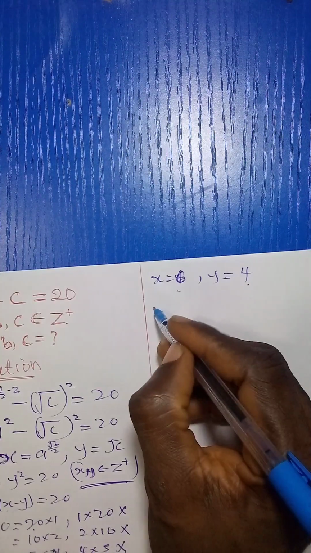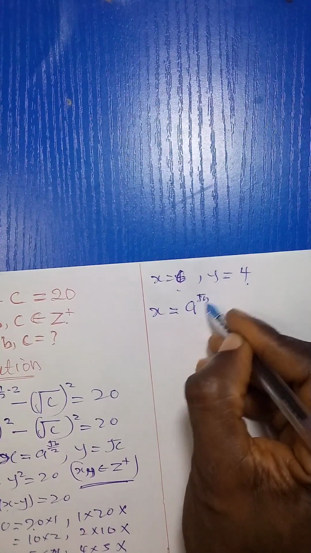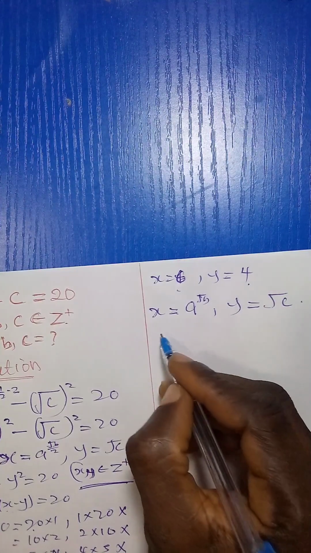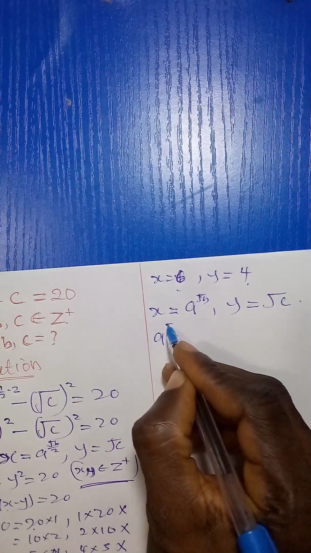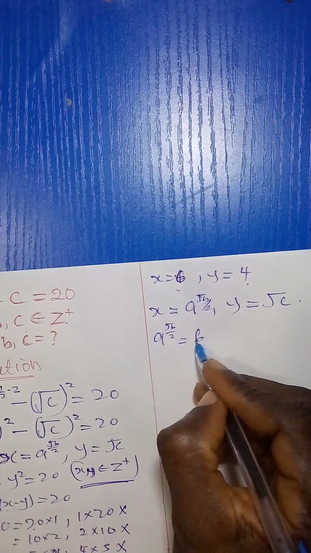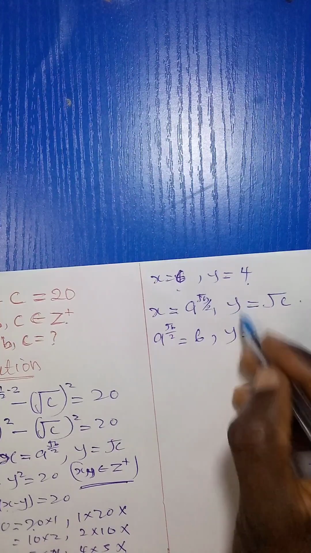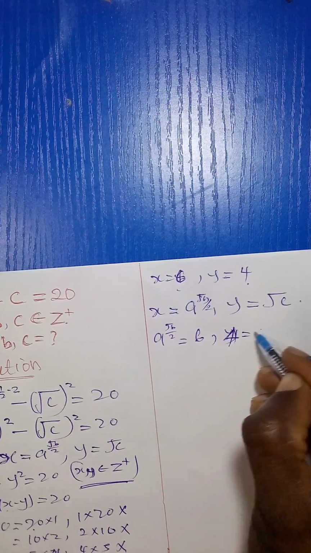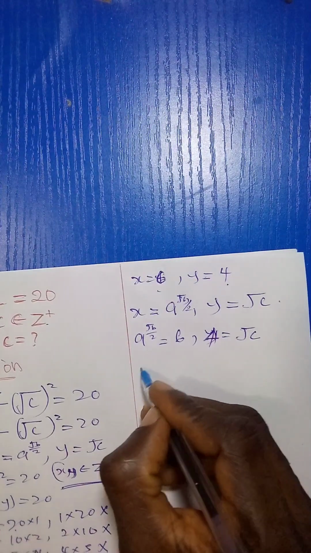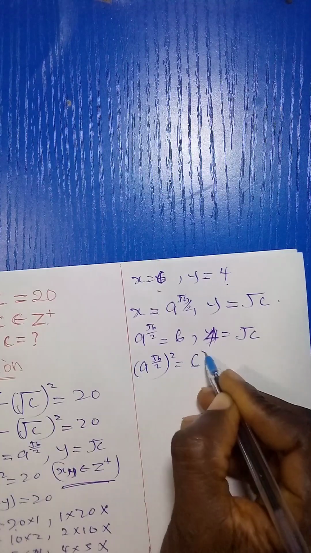So now let's recall that x is equal to a raised to power square root of b, over 2, and y is equal to the square root of c. Now in that case, a raised to power square root of b over 2 is equal to x, which is 6, and y is 4, is equal to square root of c. Now if I square both sides here, a raised to power square root of b over 2 all squared is equal to 6 squared.